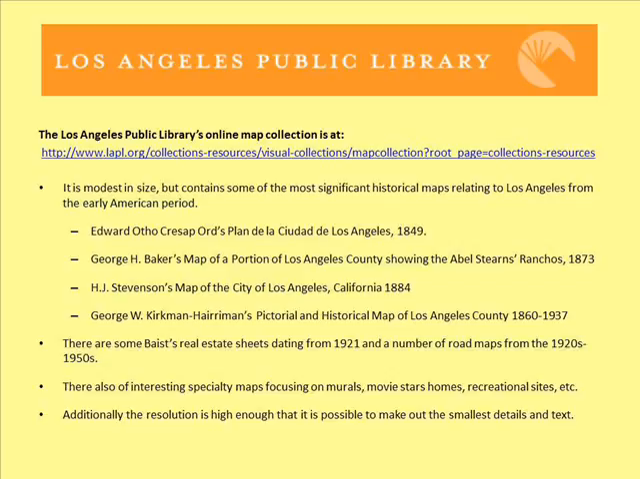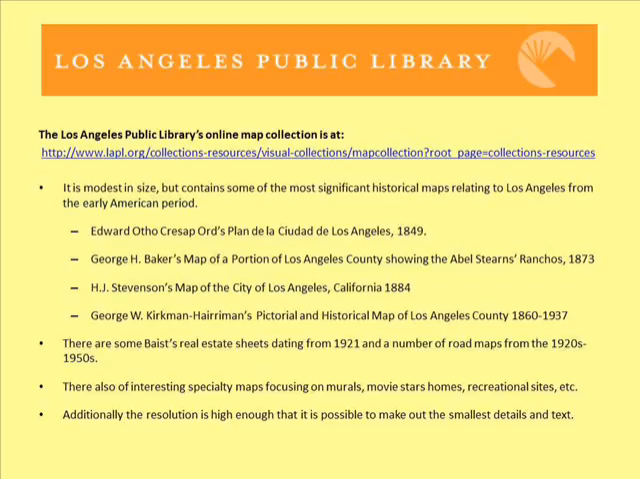The H.J. Stevens map of the city of Los Angeles in 1884 catches it at the height of its really first great boom. And the George W. Kirkman Harriman pictorial and historical map of Los Angeles County is a very interesting map. It catches a lot of interesting information going back to even the Spanish period and shows where a lot of the Indian villages and routes of early explorers were, so very valuable maps.